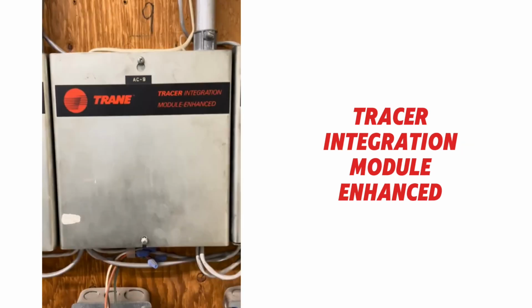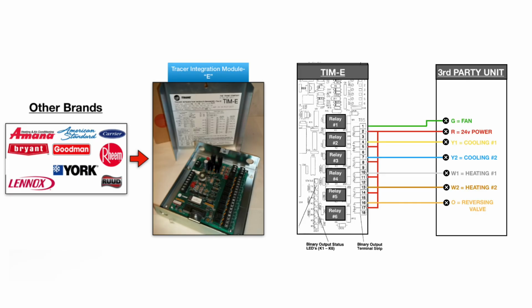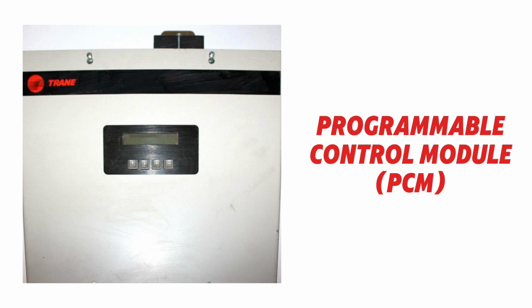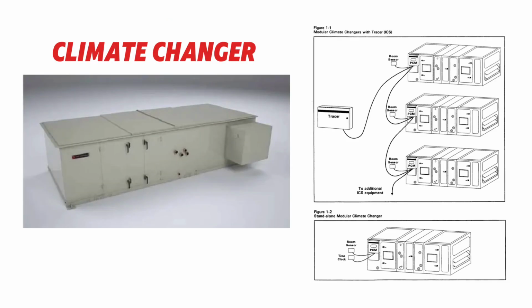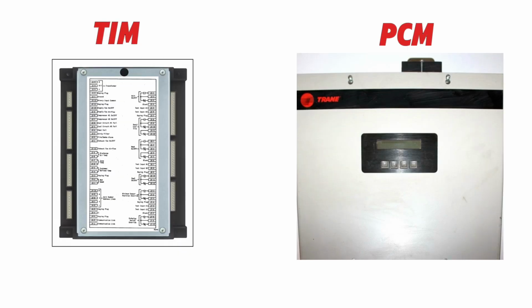Then came the TIME, or Tracer Interface Module Enhanced, which emulated thermostat logic to integrate third-party equipment into the Tracer100 on the standard thermostat terminals, R, G, Y1, W1, etc. Alongside the TIM, Trane developed the PCM, or Programmable Control Module, which was used for air handlers, climate changers, and generic input-output control. The PCM allowed the end user to create custom programs to control almost anything, and could be configured for a wide range of applications, making it a versatile tool in the early days of building automation. Together, the TIM and PCM represented Trane's first real push into distributed digital unitary control.